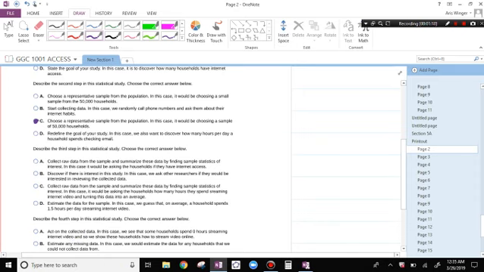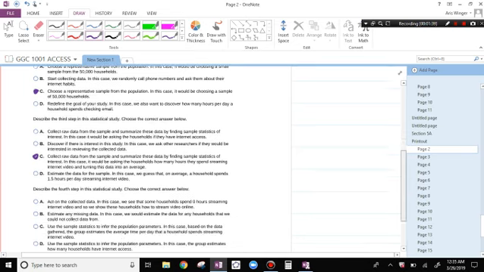Describe the third step in the statistical study. Choose the correct answer below. Collect raw data from the sample and summarize these data by finding sample statistics of interest. In this case, it would be asking the households how many hours they spend streaming internet video and turning this data into an average. So we find the goal, take a sample, do some stats on the sample.